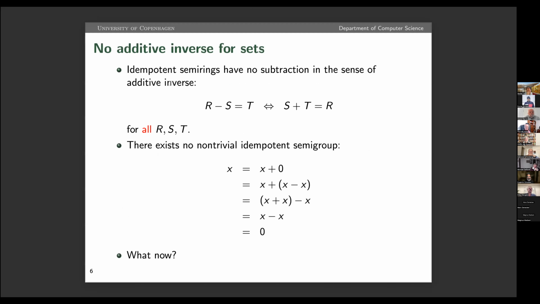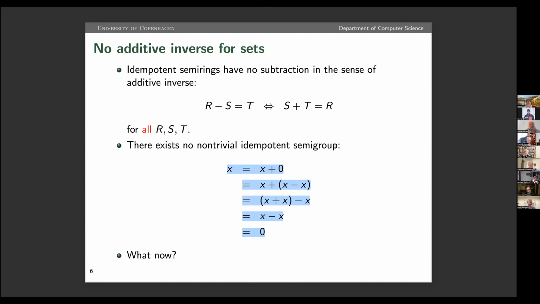And it turns out that it's impossible for an idempotent semiring or idempotent monoid to have deletion in general. So it's always a broken form of deletion we need to have. The reason is that the only idempotent group is the trivial one. So what do we do now?